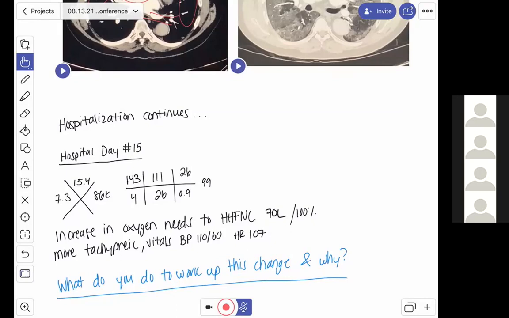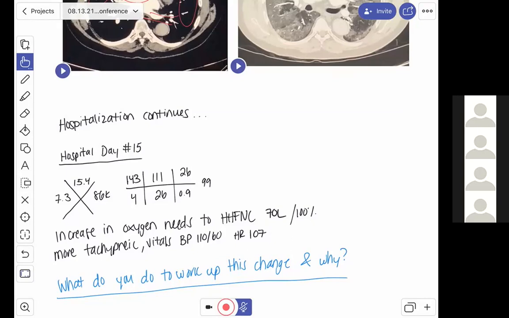But then on hospital day 15, he has an increase in his oxygen needs. So he previously had been weaned down on his heated high flow, but he gets bumped right back up to 70 liters, 100%. He's more tachypneic in terms of his vitals. His blood pressure is stable. His heart rate is a little bit elevated. And then you can see his morning labs up on the screen.